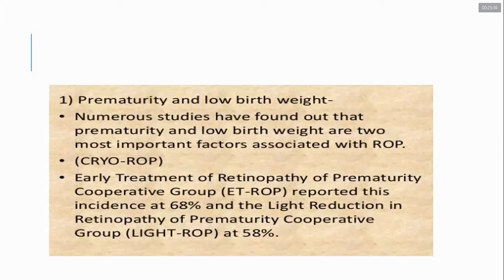So prematurity and low birth weight. Numerous studies have found that prematurity and low birth weight are the two most important factors associated with ROP. The Early Treatment for Retinopathy of Prematurity cooperative group reported an incidence of 68% and the Light Reduction in Retinopathy of Prematurity cooperative group at 58%. So there is a high percentage of ROP.